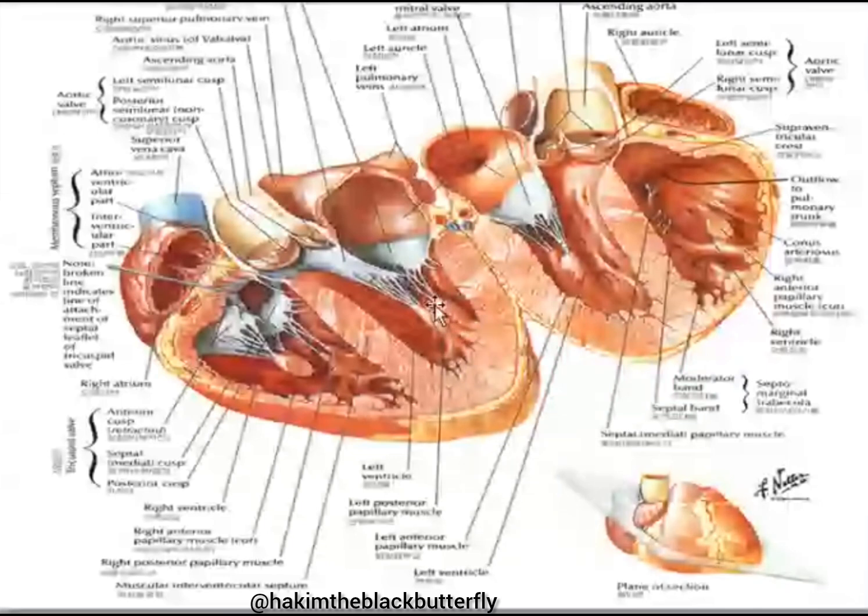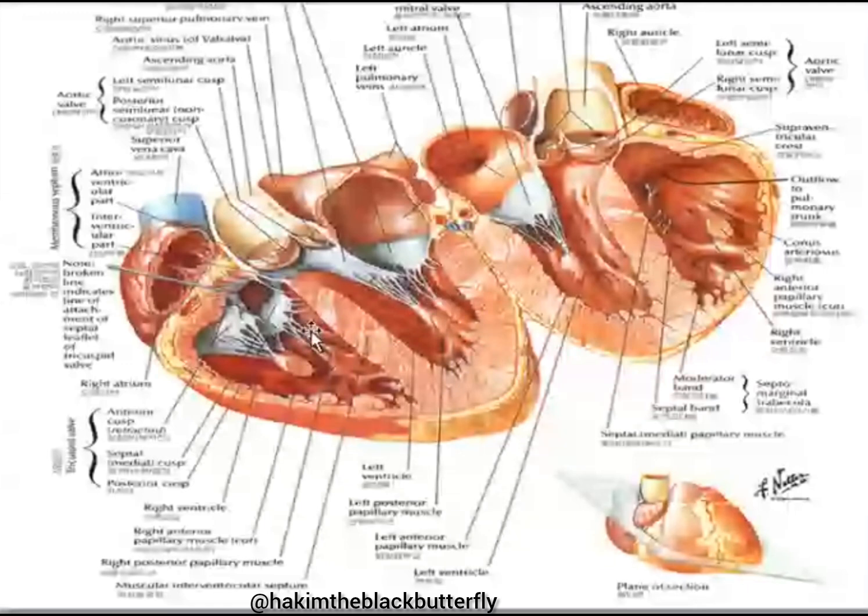Attached to their apexes or apices are fibrous cords. These fibrous cords attach to their apices, and on the other side, they attach to the margins of the valves. So we have our valves, then the fibrous cords, and these fibrous cords are known as chordae tendineae, and I've indicated the spelling in these notes. And they also attach to the apices of the papillary muscles, both on the right and on the left.